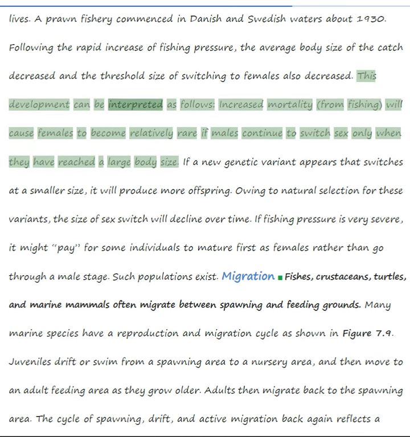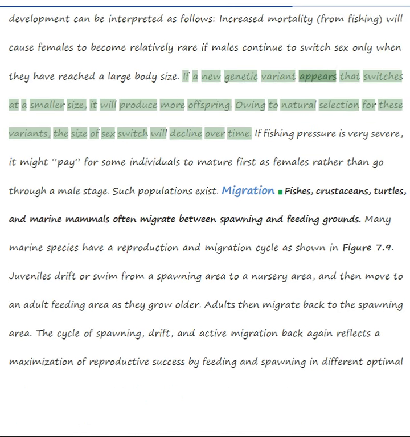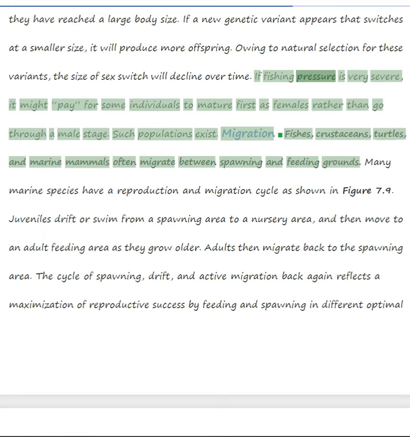This development can be interpreted as follows: increased mortality will cause females to become relatively rare if males continue to switch sex only when they have reached a large body size. If a new genetic variant appears that switches at a smaller size, it will produce more offspring. Owing to natural selection for these variants, the size of sex switch will decline over time. If fishing pressure is very severe, it might pay for some individuals to mature first as females rather than go through a male stage. Such populations exist.